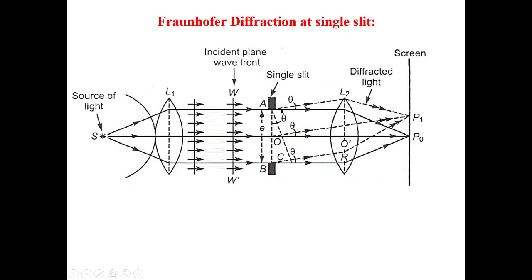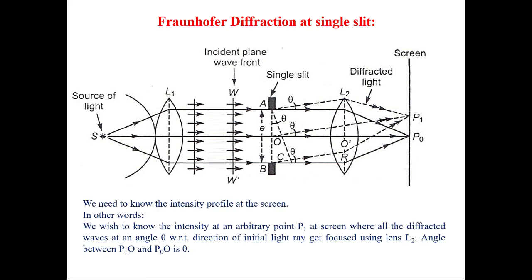The diffraction of light takes place at the single slit here, and the diffracted light is focused on the screen to give a diffraction pattern. We need to know the intensity profile at the screen. In other words, we wish to know the intensity at an arbitrary point P1 at the screen where all the diffracted waves at an angle theta with respect to the direction of the initial light ray get focused using lens L2. The angle between P1O and P0O is theta. This angle theta is known as the angle of diffraction.